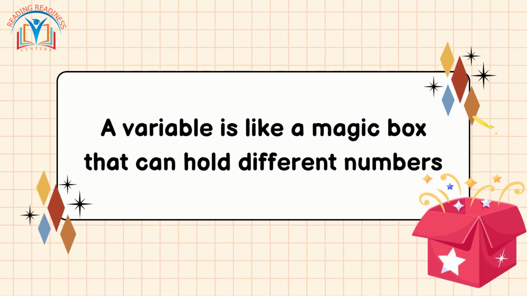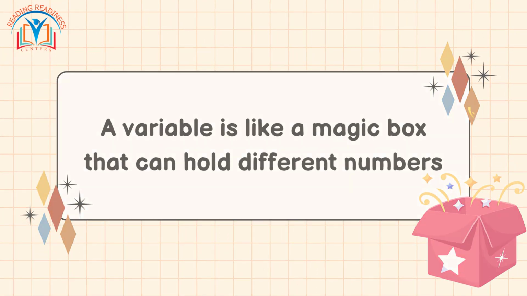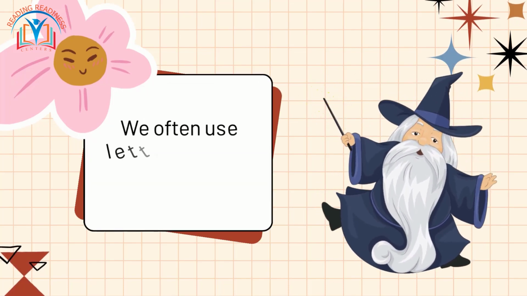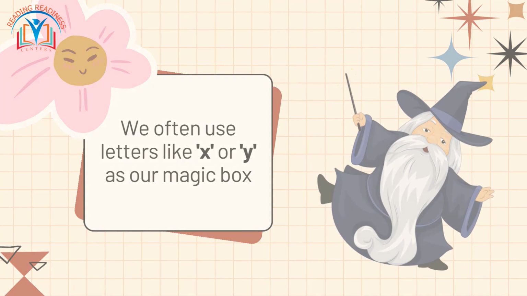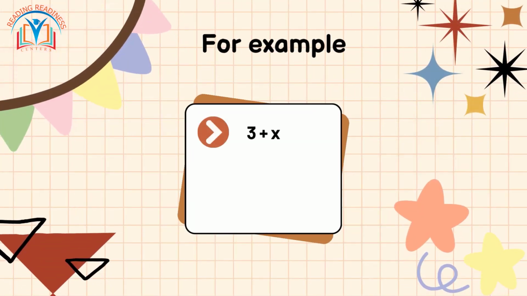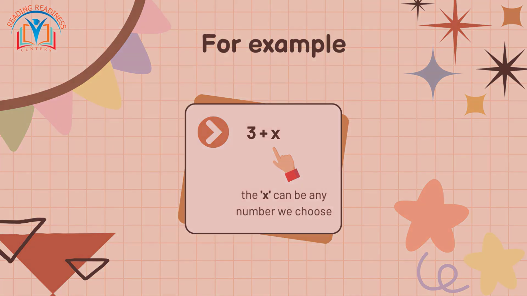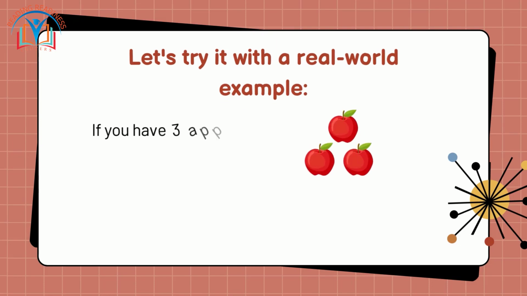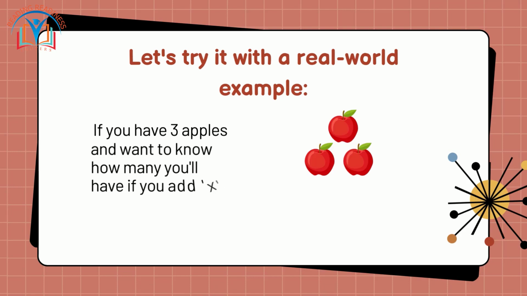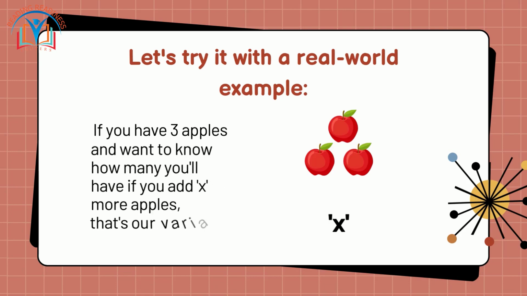A variable is like a magic box that can hold different numbers. We often use letters like X or Y as our magic box. For example, if we say 3 plus X, the X can be any number we choose. Let's try it with a real-world example. If you have 3 apples and want to know how many you'll have if you add X more apples, that's our variable X.